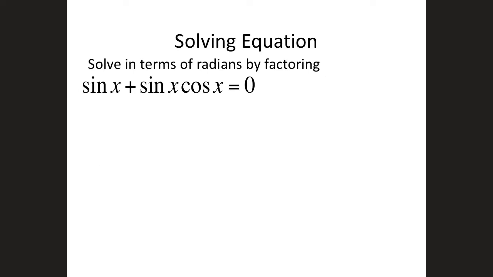One reason why we're going to need to solve by use of factoring is any time you don't have like terms where you can combine them. For instance, it says solve in terms of radians by factoring. I have sine of x plus sine of x times cosine of x equals 0. Because I have two separate trig expressions, both sine of x and cosine of x in the same problem, the only way I'm going to be able to do this is by factoring. I notice that both of my terms have a sine of x in them, so I'm going to factor out a sine of x.